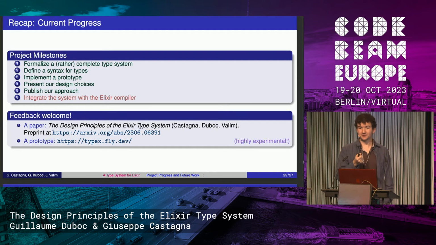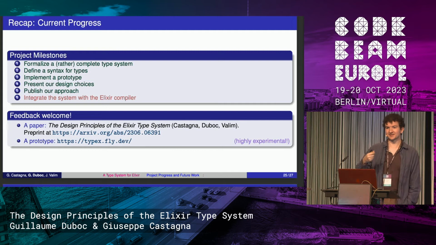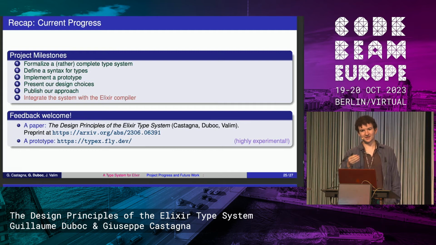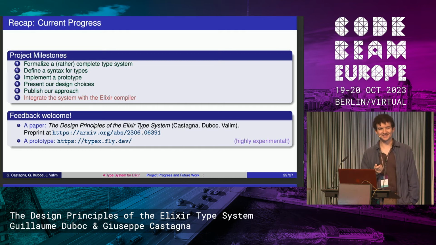We have a paper that explains this general approach in a long written format, and you can check it. It's called the Design Principles of the Elixir Type System. And finally, now we're working on the integration into the Elixir compiler, and we're going to do that in a gradual way, going slowly, so that we do not introduce breaking changes for now, and just provide some nice, useful features in terms of types. Thank you for your attention, and I will take any questions.